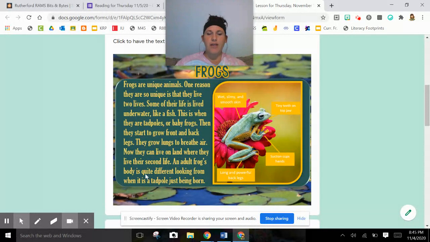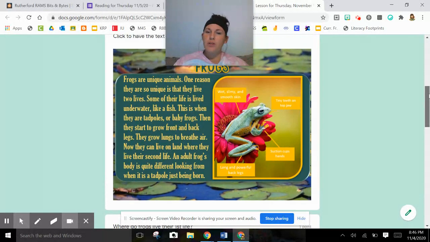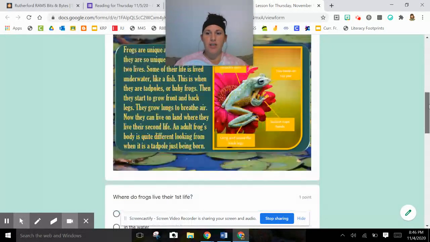An adult frog's body is quite different looking from when it's a tadpole just being born. So frogs change a lot from the time that they're babies, tadpoles, to the full-grown frogs like they're in this visual. Okay, so I hope you notice that as Miss Acton answers these where and when questions, and I'm going to scroll up and look at the text again because that's what good readers do. They go back and they check the text.